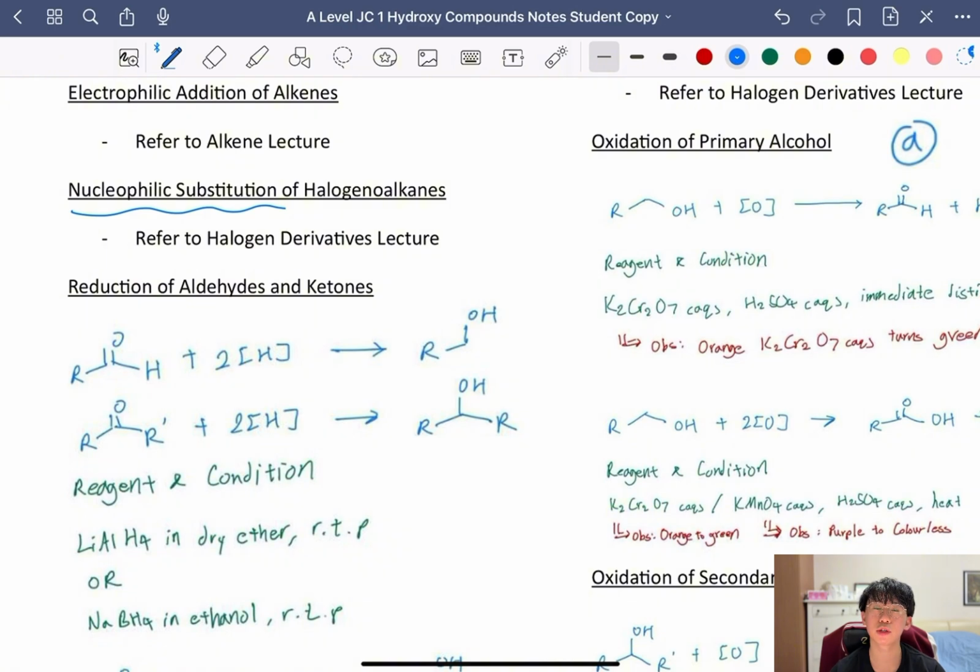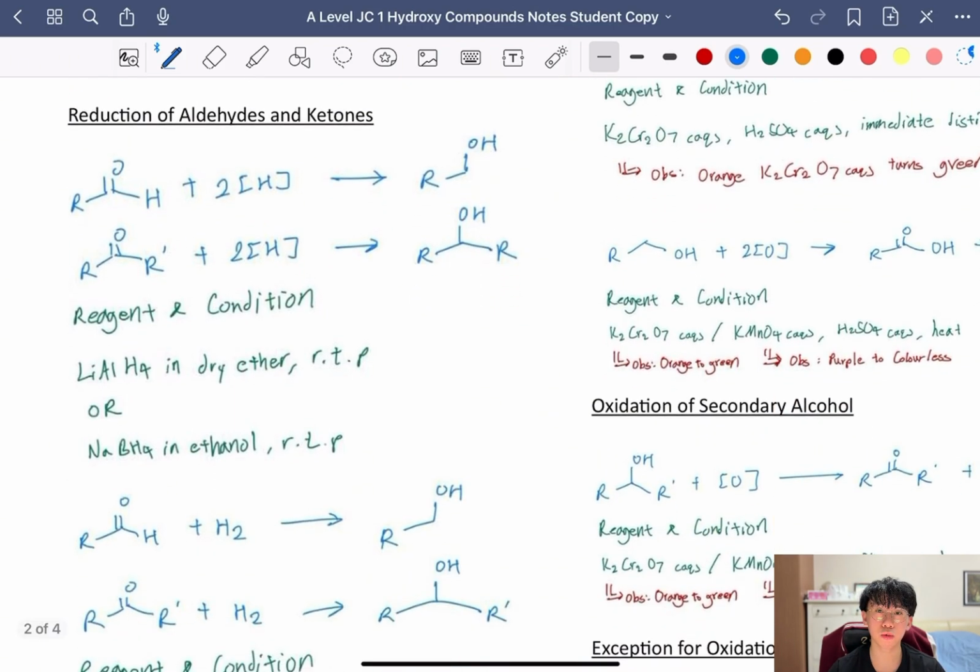For this, it was already covered in the halogen derivatives chapter. So do refer to my lecture in order to memorize and understand the reagents and conditions involved, as well as the mechanism behind nucleophilic substitution, both SN1 and SN2.